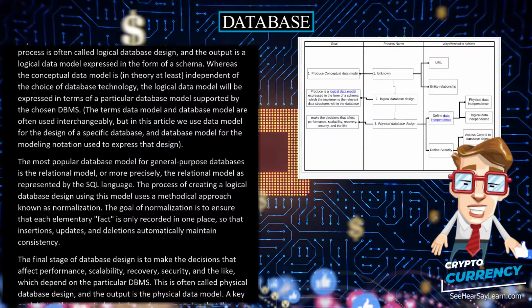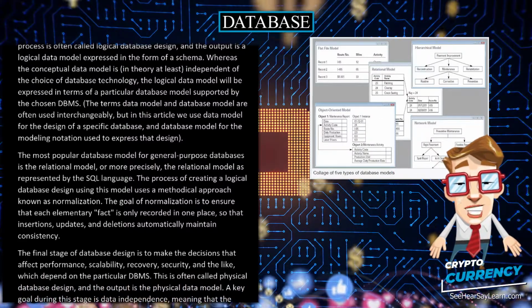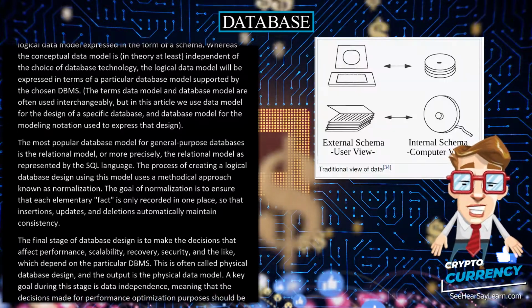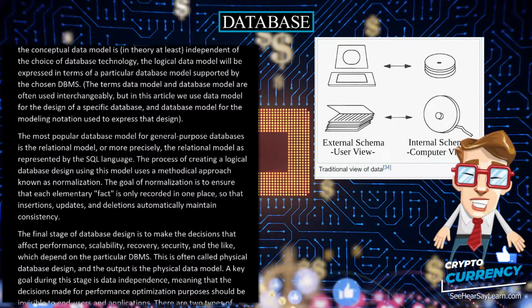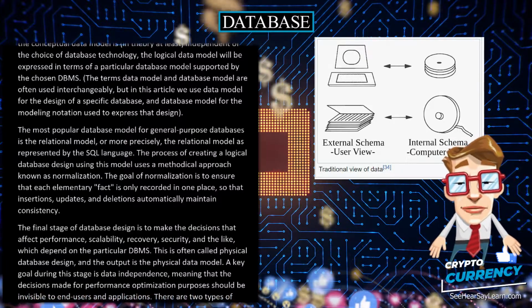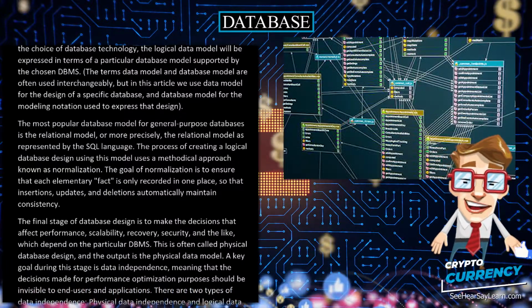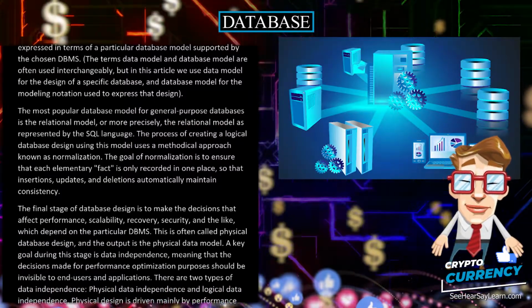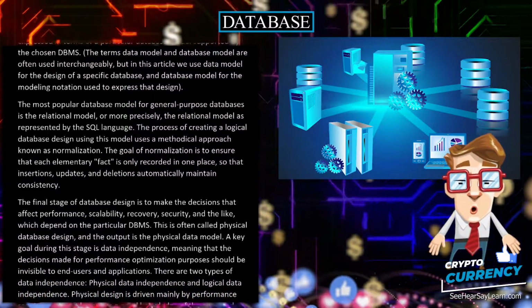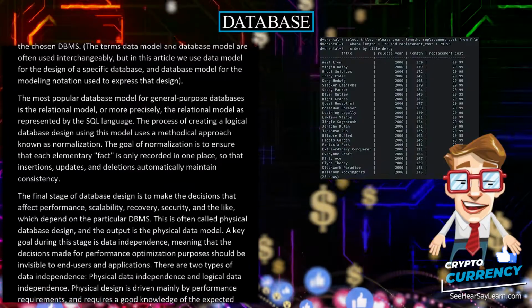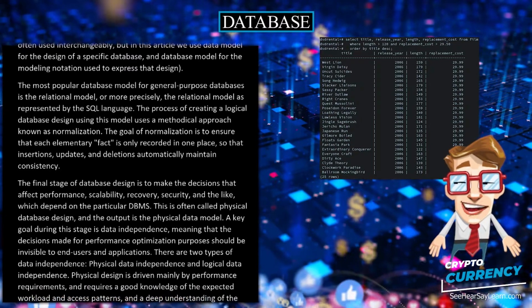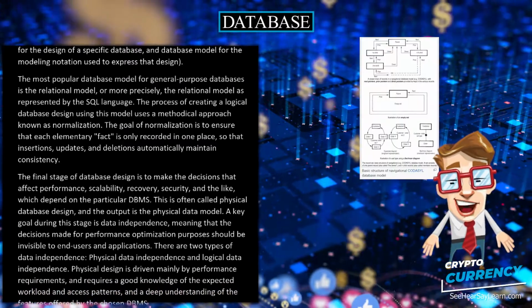The final stage of database design is to make the decisions that affect performance, scalability, recovery, security, and the like, which depend on the particular DBMS. This is often called physical database design, and the output is the physical data model. A key goal during this stage is data independence, meaning that the decisions made for performance optimization purposes should be invisible to end users and applications.